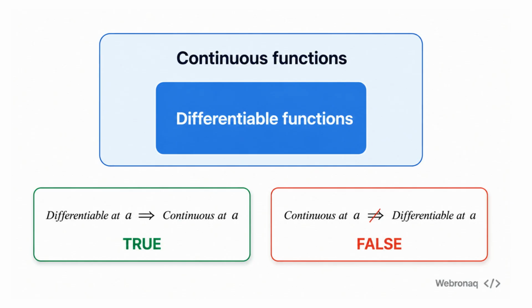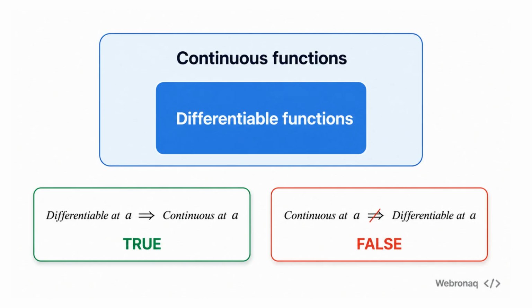Here is the central fact you need to lock in. Differentiability implies continuity. If a function is differentiable at a point, it must be continuous there. The logic is straightforward. If the difference quotient limit exists, then as h goes to 0, f of a plus h must approach f of a, which is exactly the definition of continuity. So differentiable is the stronger condition.